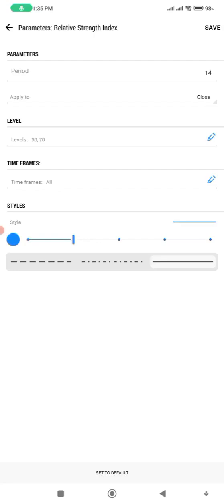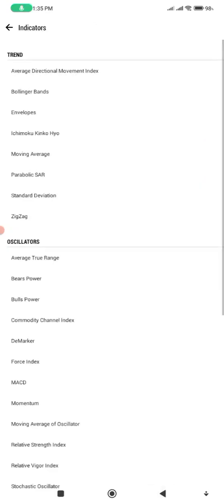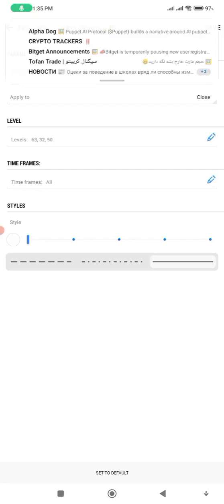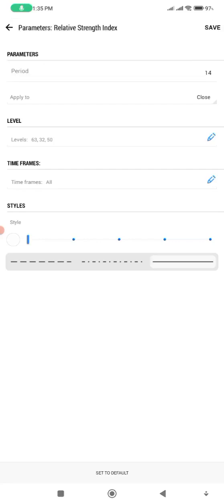Now, to set this up, simply open your trading platform just like the way I am, and select the RSI indicator. Look at it here. The period by default is 14, apply is close, and the levels by default are 30 and 70. But we're going to tweak this to fit our settings for this particular video.